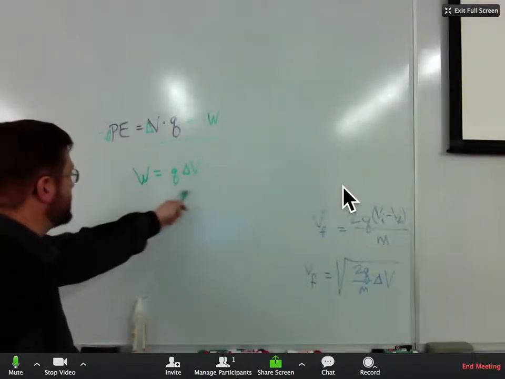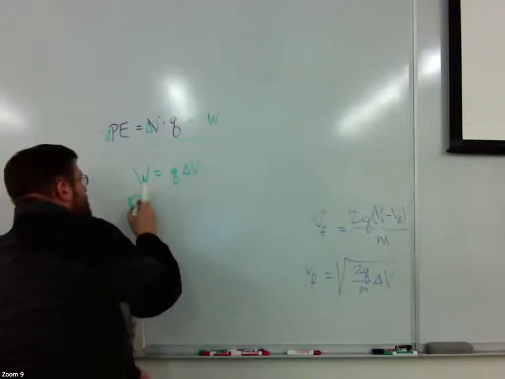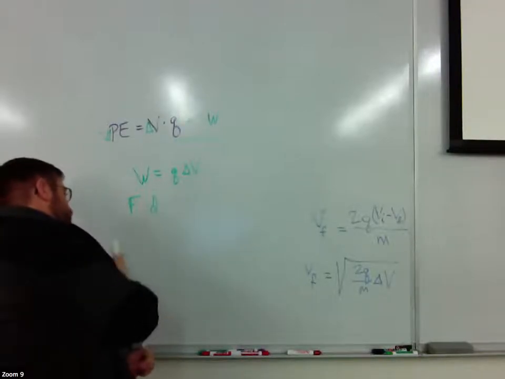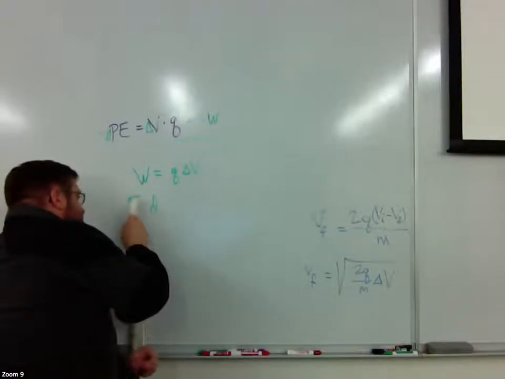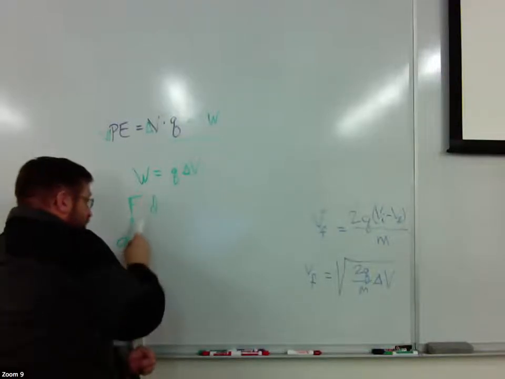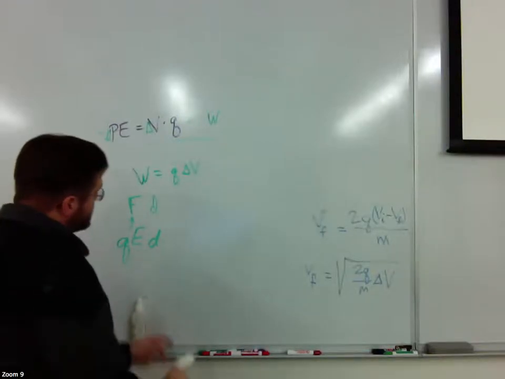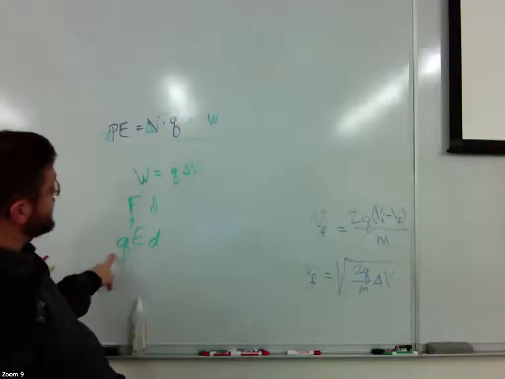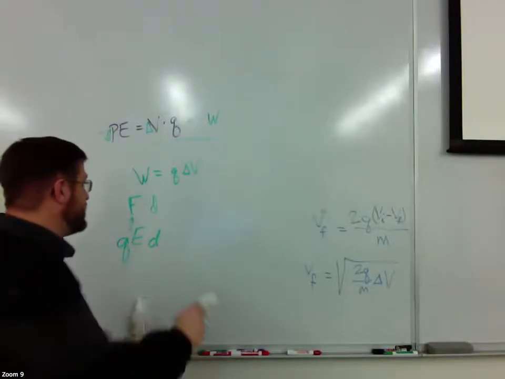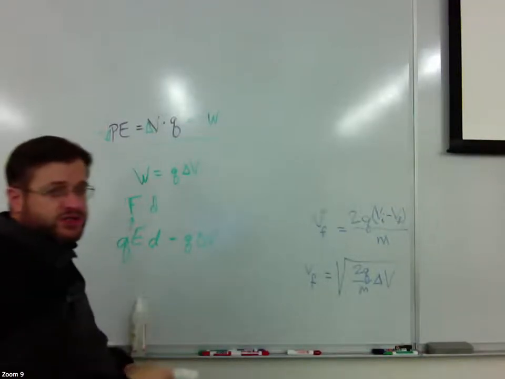Work is equal to Q delta V. Well, what is the work? Work is equal to force times distance, right? And earlier we said that the force that a charge would feel in an electric field is equal to the charge that's in the field times the field. So it becomes the charge in the field, Q, times the electric field, E, times the distance, D, equals Q delta V. Change of voltage.